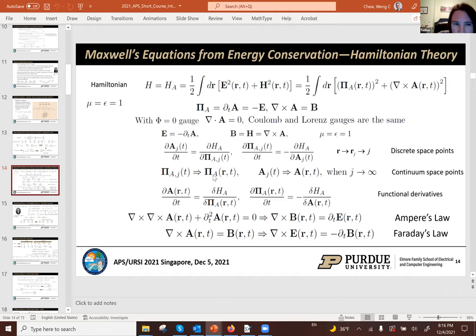I was wondering about this. As a follow-up question, you said the phi equals zero gauge. Is making phi equal to zero an approximation, or is it exact? It turns out that there are many problems where the phi equal to zero gauge is exact, and there's no error being made, but in some problems you cannot ignore phi.